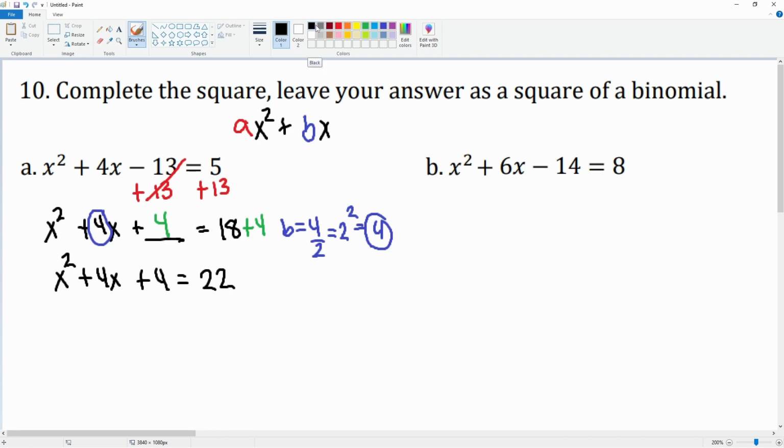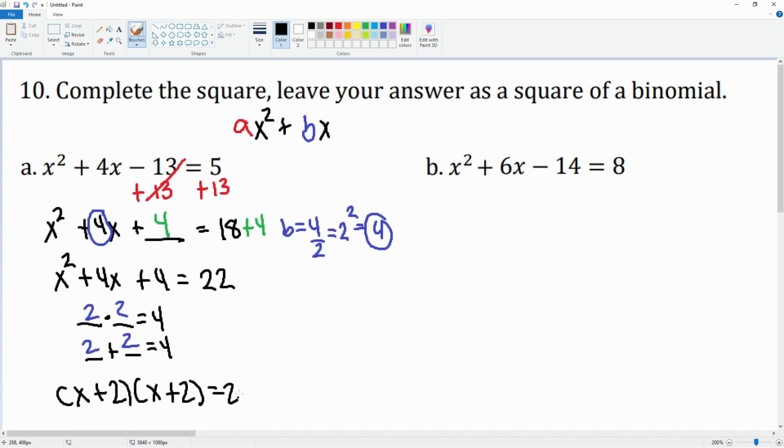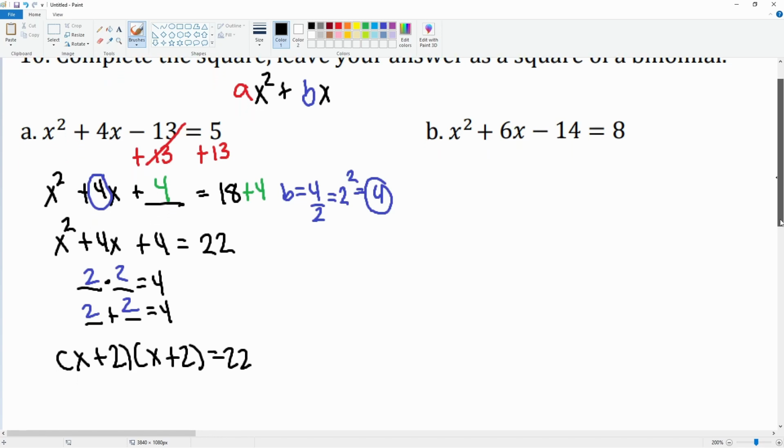Now you can factor it. You want to find two numbers here that multiply to 4, that add up to also 4. It's going to be 2 and 2. So in factored form, it is x plus 2 times x plus 2 is equal to 22. But notice that the two factors are the same. So you can write it together as x plus 2 squared is equal to 22.